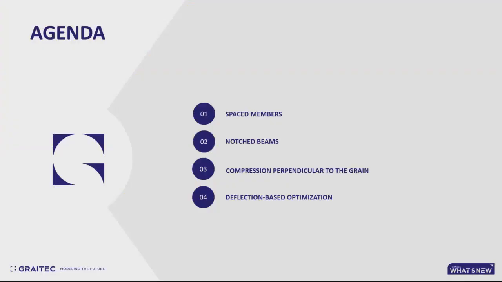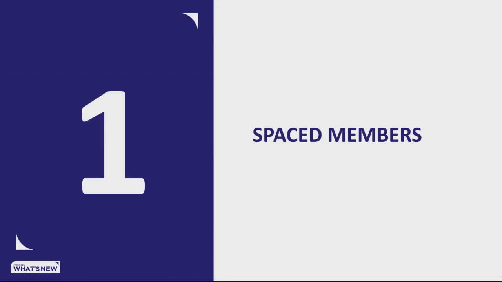So together we will see our new design for spaced members, which can be either spaced columns or spaced beams. Then a new verification for beams with a notch on support, then the check for the compression perpendicular to the grain, and finally our improved optimization process based not only on the resistance and stability work ratio, but also on the deflection values. Starting with spaced members.